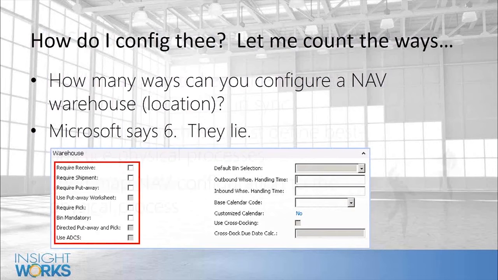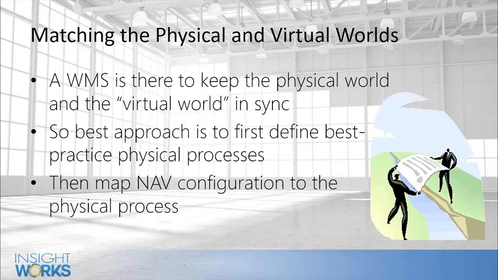Okay. So why do we have all of these different configurations in NAV? What's the point? Why can't I have basic warehousing and advanced warehousing, 2 checkboxes or something like that? Well, the reason is because we have to match what people are doing physically in the warehouse to the virtual world of NAV. The only reason we want NAV is so we can extract data from it, and we need to make sure that data is in there appropriately. The easiest way to do that is to mimic the physical world inside NAV.